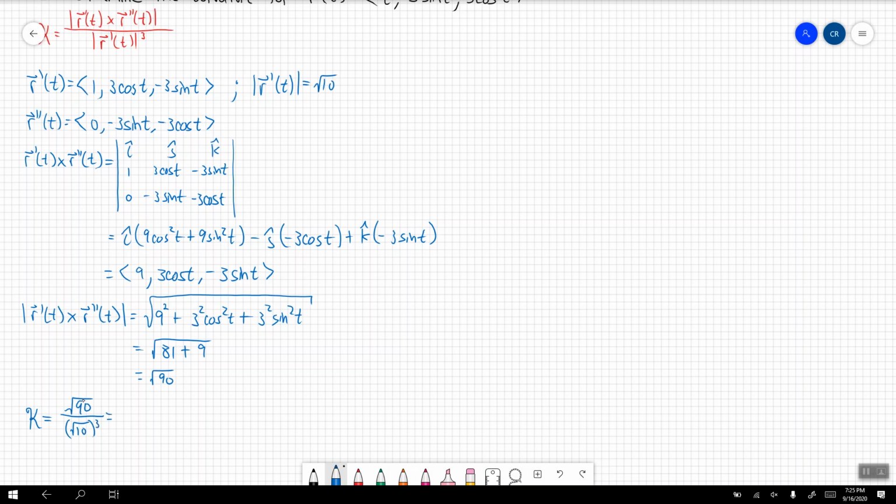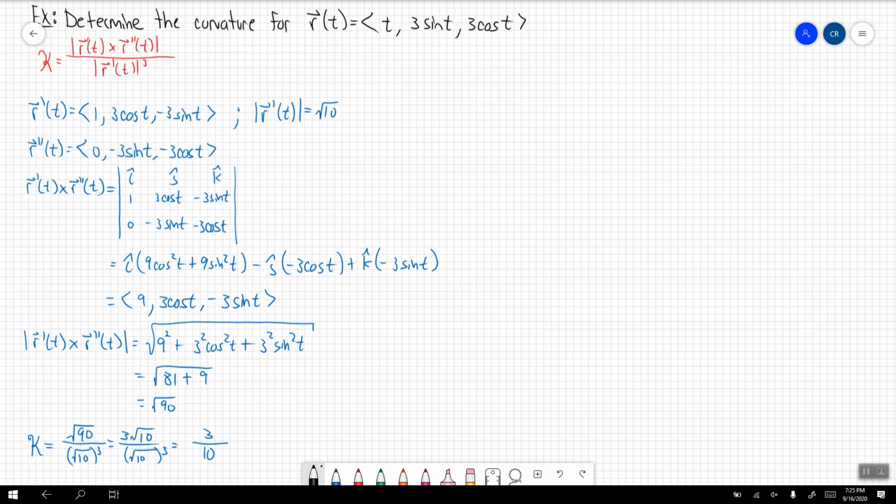Okay, that's not too bad. Square root of 90, that's actually 3 root 10, which means, check this out, this now simplifies to get us 3 divided by, and let me see what I have here. All right, 10, 10, and there we go. Yeah, 3 over 10. So the square root of 10's cancel out, and then in the denominator you have square root of 10 squared, which means you're just left with 10. So curvature here turns out just to be 3 over 10.